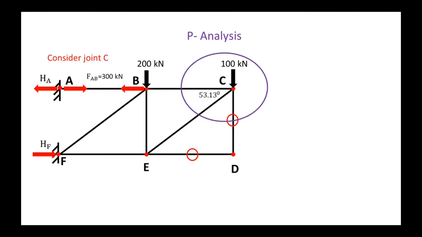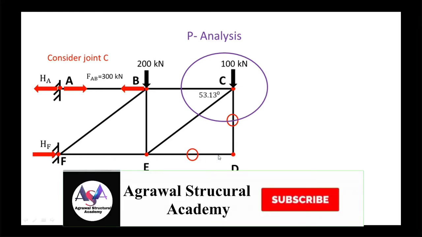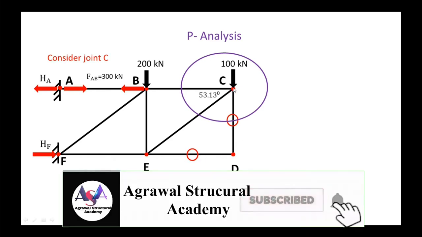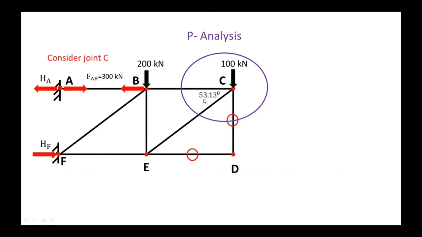Now the next is to consider the joint C. We know this length CE is 3 meters and the height is 4 meters, so this angle becomes 53.13 degrees. Now here we are applying the sigma Fy condition.